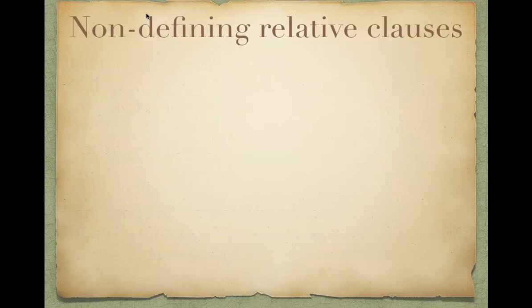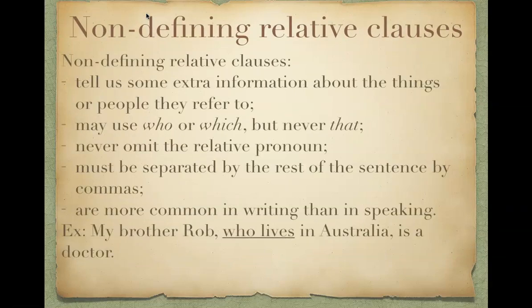If we are talking about non-defining relative clauses, we are talking about clauses that tell us some extra information about the things or people they refer to. They may use who or which, but they never use that. They never omit the relative pronoun, and they must be separated from the rest of the sentence with commas, and they are more common in writing than in speaking. For example, my brother Rob, who lives in Australia, is a doctor.